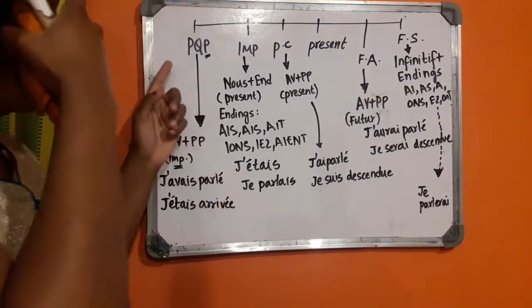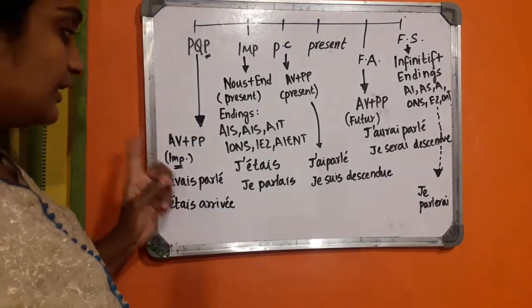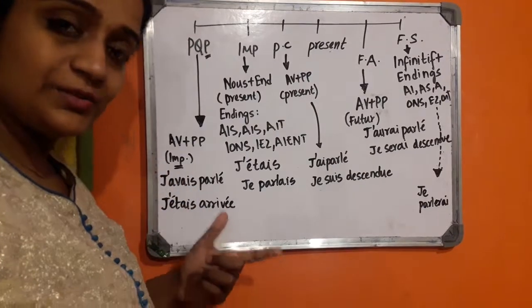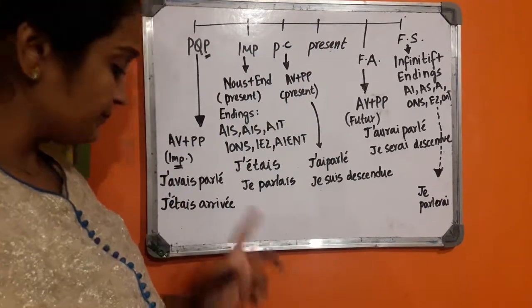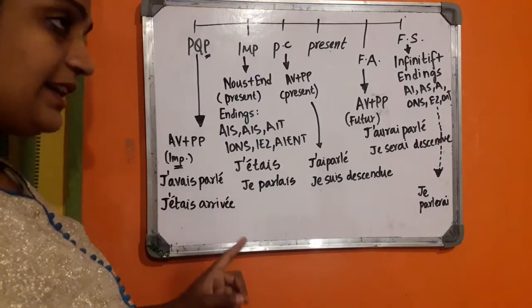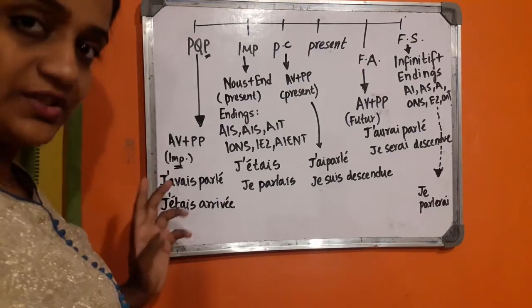Okay, right. So plus que parfait is past perfect. How do you conjugate it? AV plus PP, AV in imparfait. So AV can be either avoir or être depending on Dr. Mrs. Van der Tram, right? So we have j'avais parlé, I had spoken. J'étais arrivé, I had arrived. Okay, so I've used one avoir and one être just for us to understand.